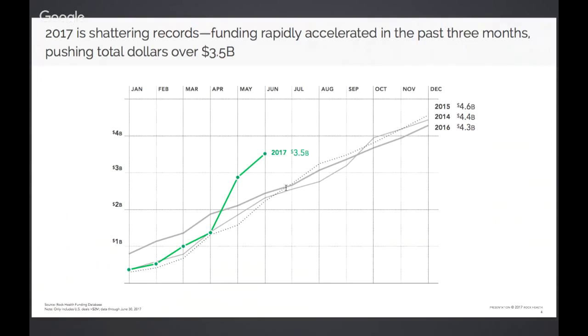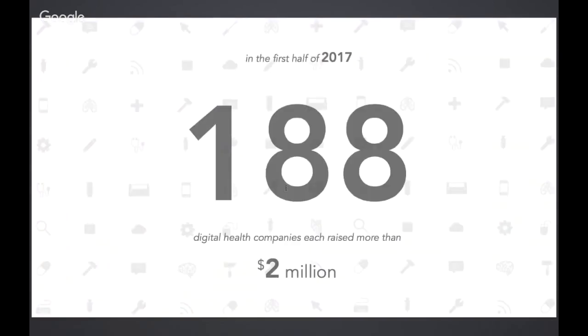So in the past, at the half year mark, it was closer to the $2.5 billion range. And so I think what's interesting to me is even if we return to the normal pace of funding that we've seen in prior years, this year would still be the biggest year in digital health funding that we've ever had. So that's pretty exciting. That $3.5 billion number was really driven by 188 deals. And these deals were all to unique companies.